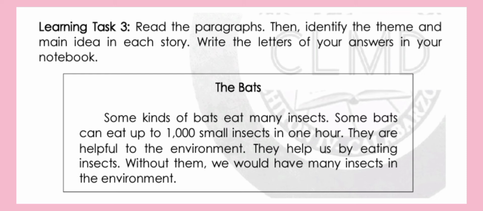The Bats. Some kinds of bats eat many insects. Some bats can eat up to 1,000 small insects in 1 hour. They are helpful to the environment. They help us by eating insects. Without them, we would have many insects in the environment.